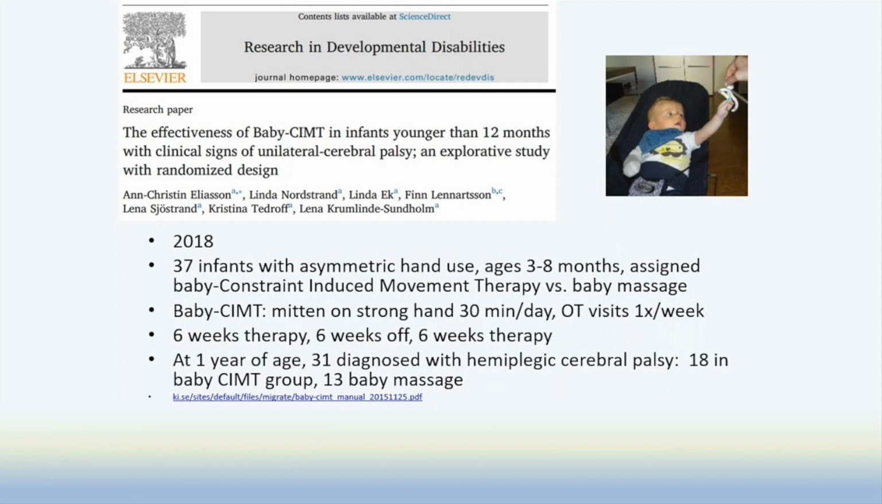The constraint-induced movement therapy for these babies included donning a mitten on the stronger hand 30 minutes a day with OT visits weekly. For this study, they had 6 weeks of therapy, 6 weeks off of therapy, and then 6 weeks back into therapy. At 1 year of age, 31 of these children with asymmetric hand use were diagnosed with hemiplegic cerebral palsy. 18 of the babies happened to be in the CIMT group, and 13 were in the baby massage group.